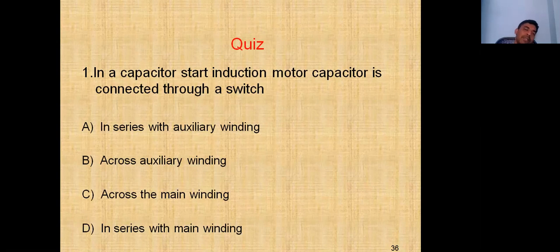So in a capacitor start induction motor, capacitor is connected through a switch. Option A, in series with auxiliary winding. Option B, across auxiliary winding. Option C, across the main winding. Option D, in series with the main winding. So in series with the auxiliary winding is the correct answer.